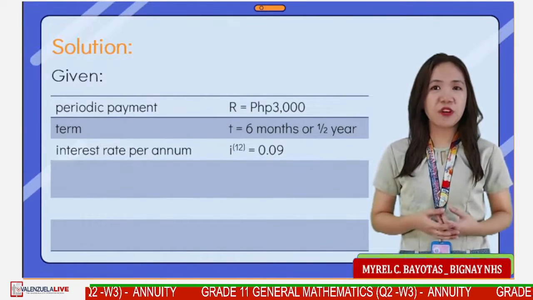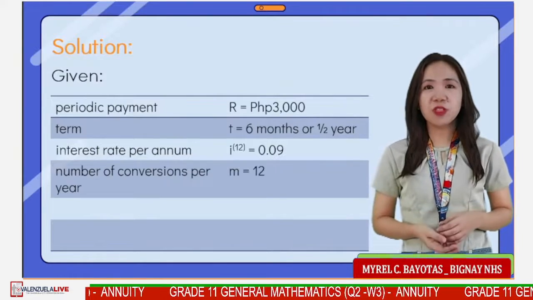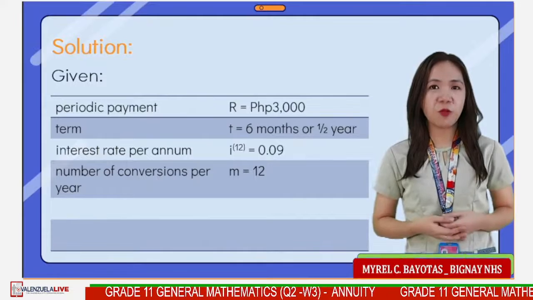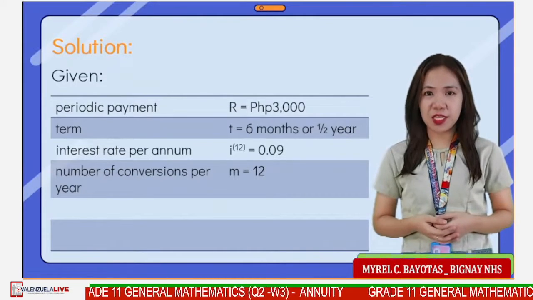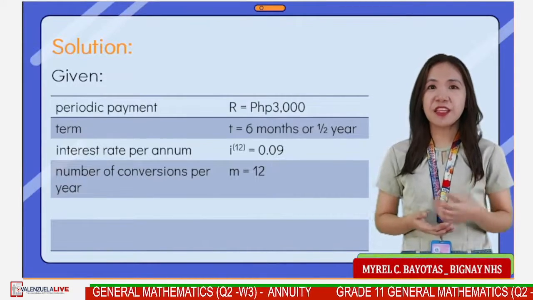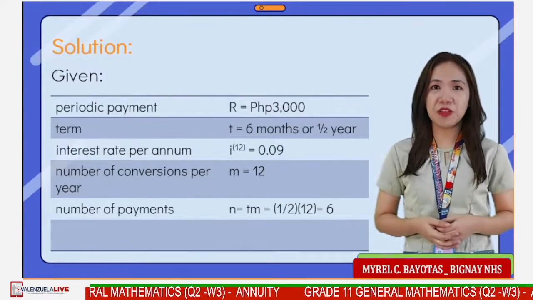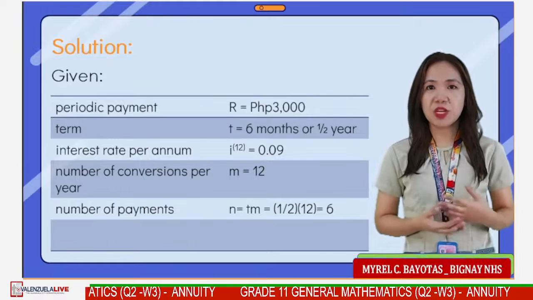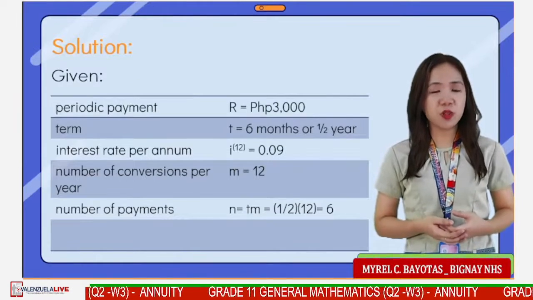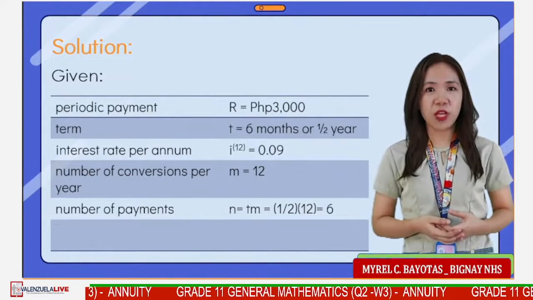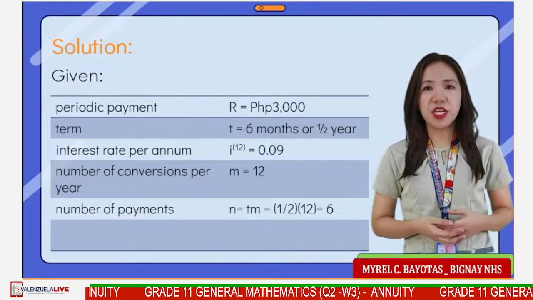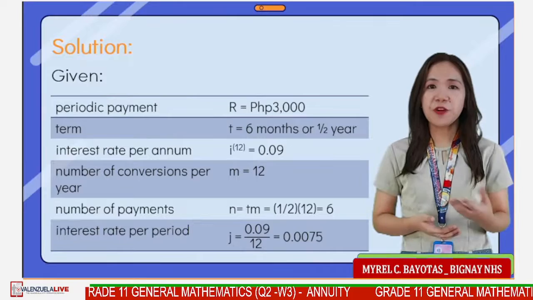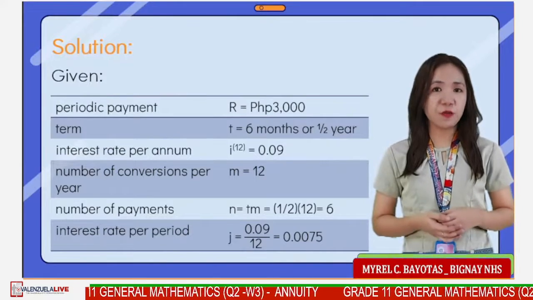To get the number of payments, N, we multiply time and number of conversions per year. We have 1/2 times 12 equals 6. Finally, to get the interest rate per period, we use the formula J equals I over M. By substitution, J equals 0.09 over 12. Therefore, J equals 0.0075. First, substitute the given to the formula.